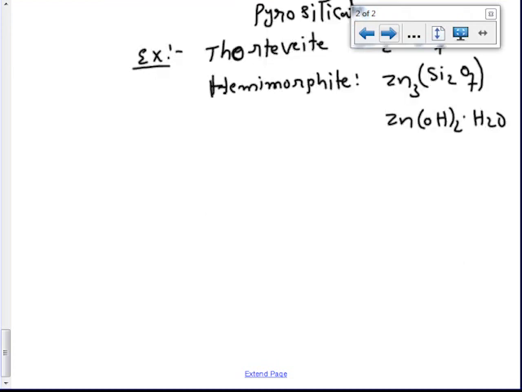Next one is cyclic silicates. The second type of silicate is cyclic silicates. Earlier we took one oxygen atom common to two silicate ions. Now here two oxygen atoms are common, and for a cycle we require a minimum of 3 silicate ions.